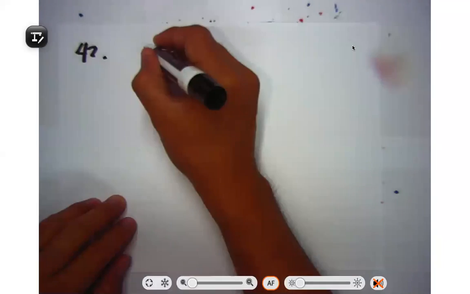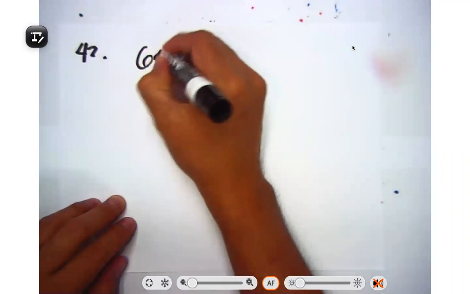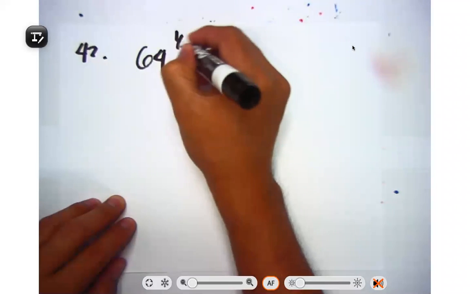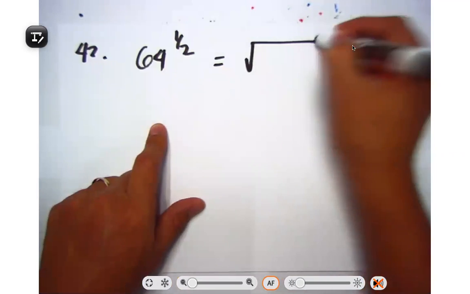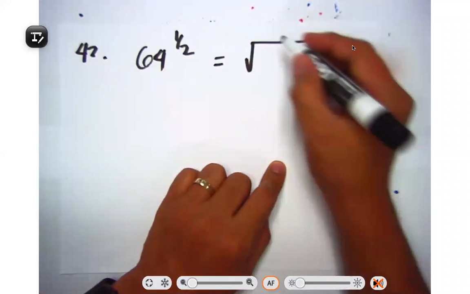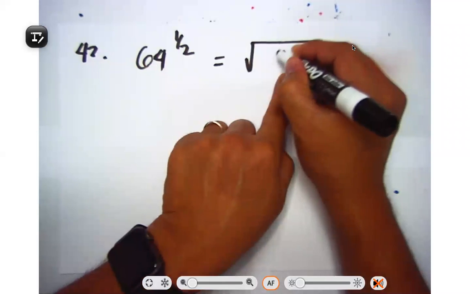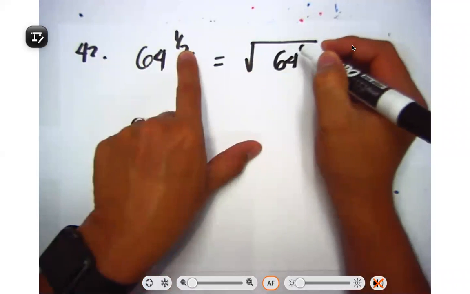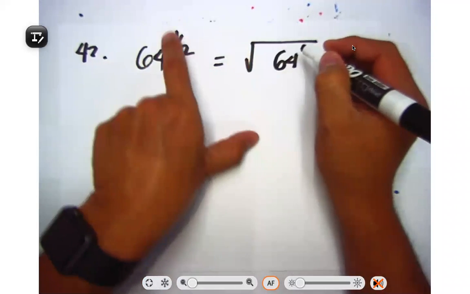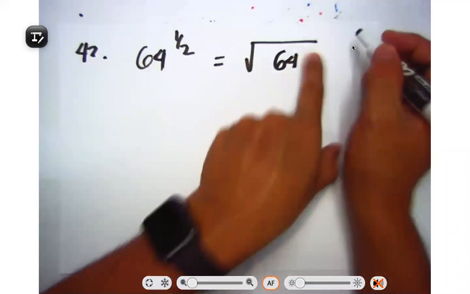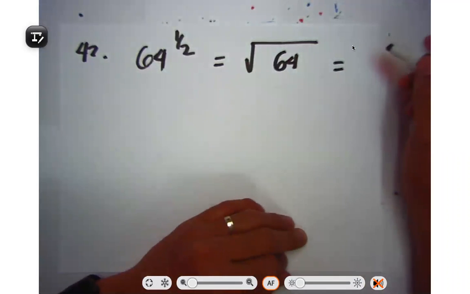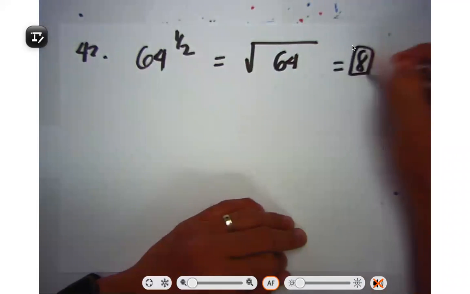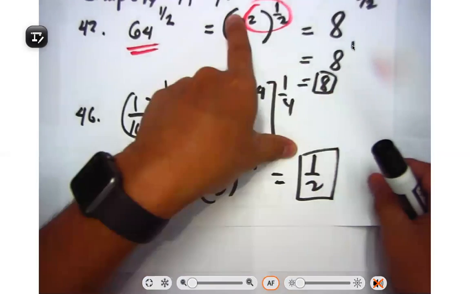So you have 64 raised to 1/2. You can write this into radical, right? So where will 64 go? Here. Where will 2 go? Here. Where will 1 go? Exponent of 64. Okay, that's just square root of 64. What's square root of 64? 8. That's the other method, right? Now compare. Do you have the same answer? Yeah.